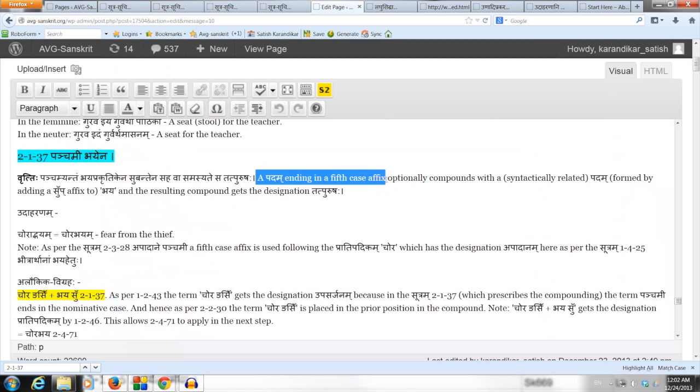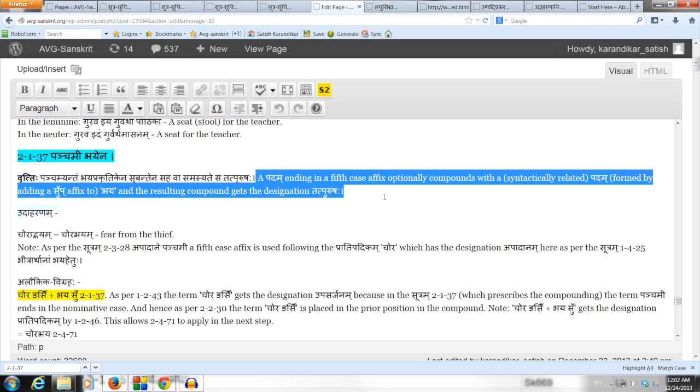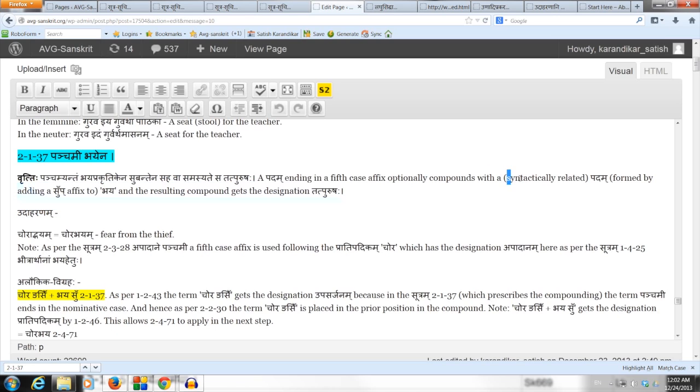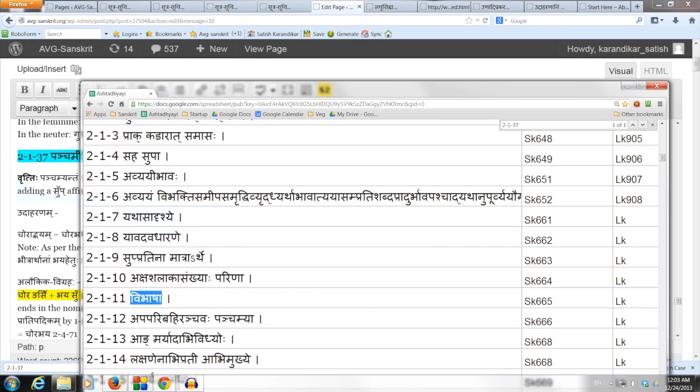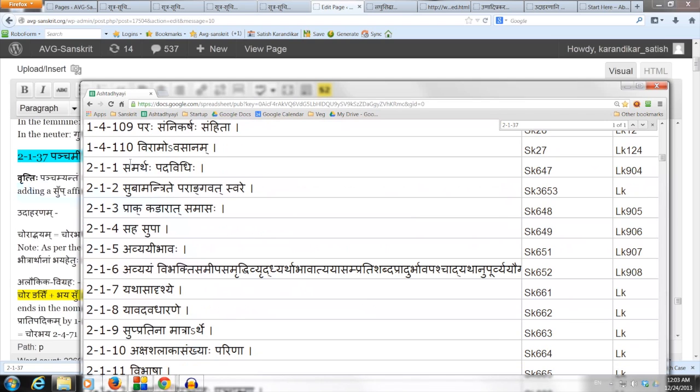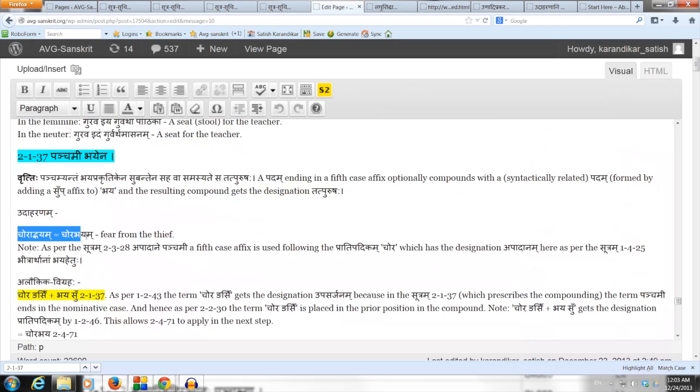Okay, the meaning of this sutram is a padam ending in a fifth case affix optionally compounds with a syntactically related padam formed by adding a sup affix to bhaya, and the resulting compound gets the designation tatpurushaha. Now why do we say syntactically related? Because of the adhikara of samartha padavidhi starting from 2.1.1. The samasa vidhi is a type of padavidhi, and therefore the vidhi only applies when the terms having the designation padam are syntactically related. There has to be samarthyam, a logical connection between them.